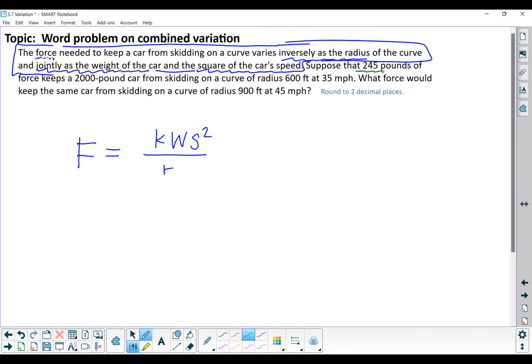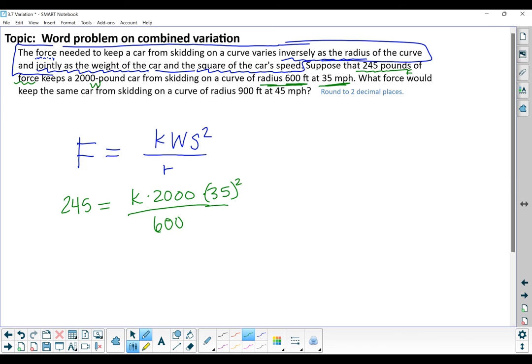Suppose a 245-pound force. So just be careful that that 245 pounds of force is not the weight of the car. That is the force. So watch out for stuff like that. Keeps a 2,000-pound car. That's my W. This was my F. So a 2,000-pound car from skidding around a curve of radius 600 feet at 35 miles per hour. And that 35 is my speed, and that in the equation needs to be squared.